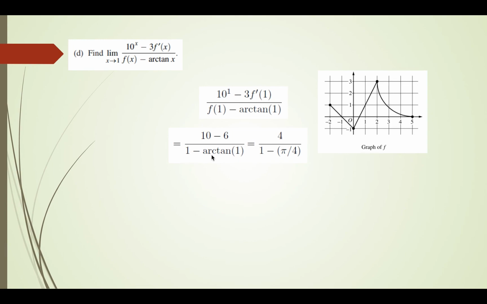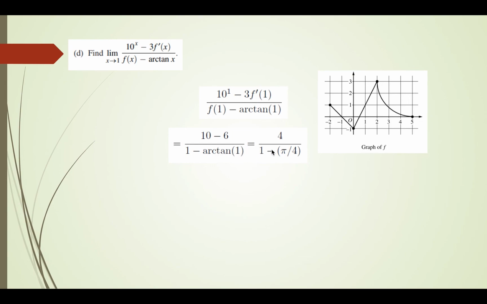Now, you don't actually have to know what arctangent of 1 is. I hope that you do. But if you don't, you could leave this expression right here, and you will get full credit on this problem. But if you happen to know arctangent of 1 is pi over 4, you can go ahead and take that next step. But I do want to be clear that either of those expressions there would give you full credit on this problem.